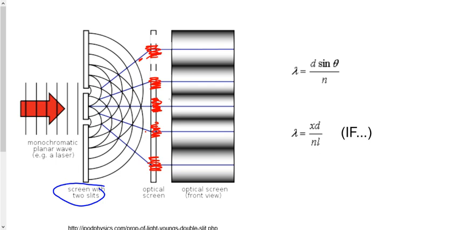What's another name for a bright spot? A maximum. Bright spot or a maximum. What's another name for a maximum? Antinode, an antinode. So bright spot, maximum, antinode, constructive interference. What's another name for a dark spot? Node, minimum, destructive interference. I don't really care what term you use there. Just be prepared to see all of those terms. Recognize that they all mean the same thing.